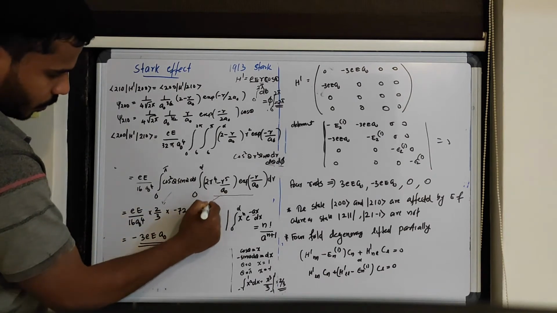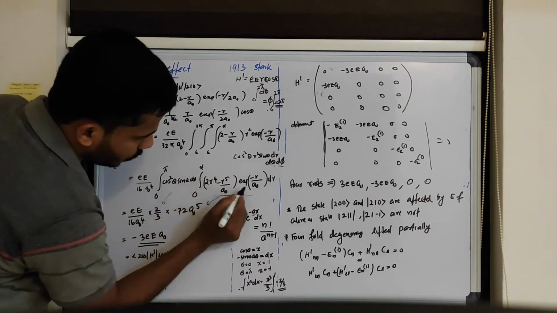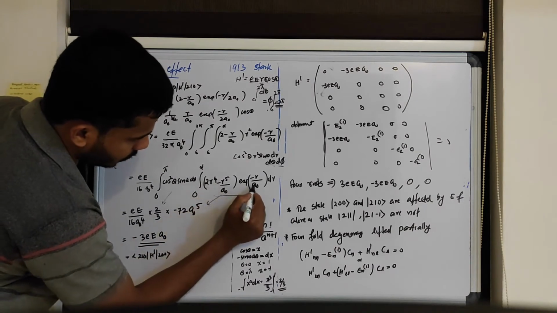And while taking this one, you can easily do it. Here the 2 terms are 2r raised to 4 exponential minus r.